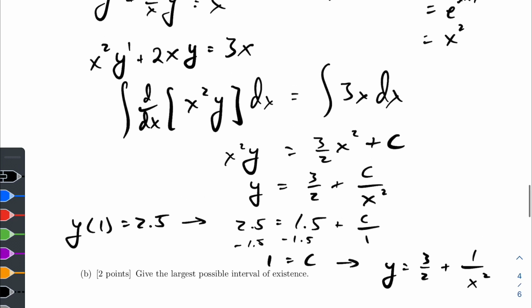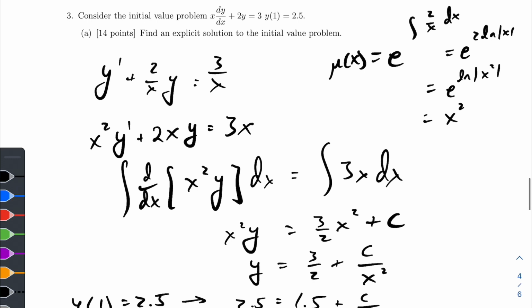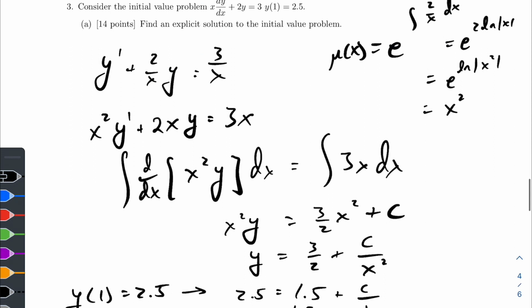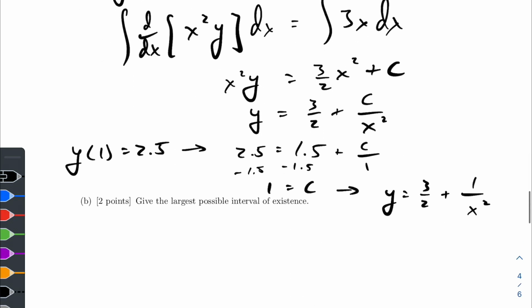What's our largest possible interval of existence? So I go up here to my differential equation and I look at places where p of x and f of x are discontinuous, and they are discontinuous at x equals 0, so we have to throw that out. Our IVP says y of 1 equals 2.5, so we need to be able to plug in x equals 1 into our function. So our interval has to include x equals 1, and it can't include x equals 0, so we have to do 0 to infinity.